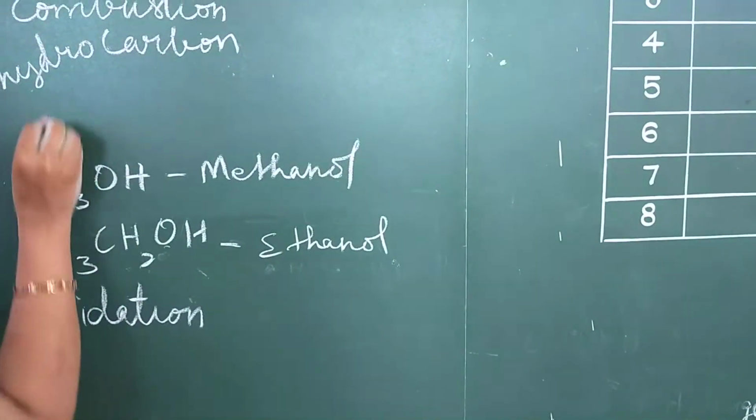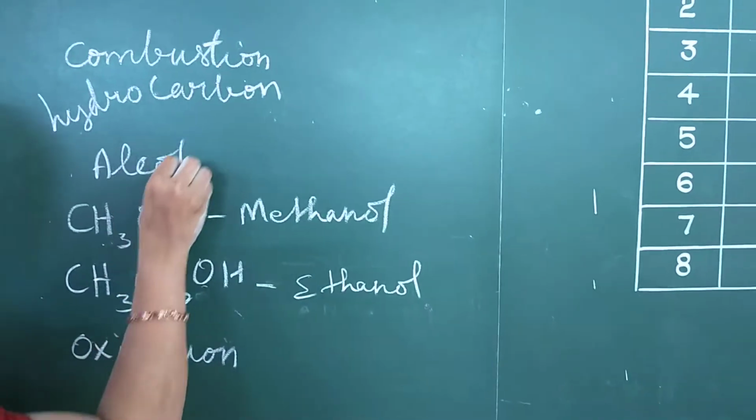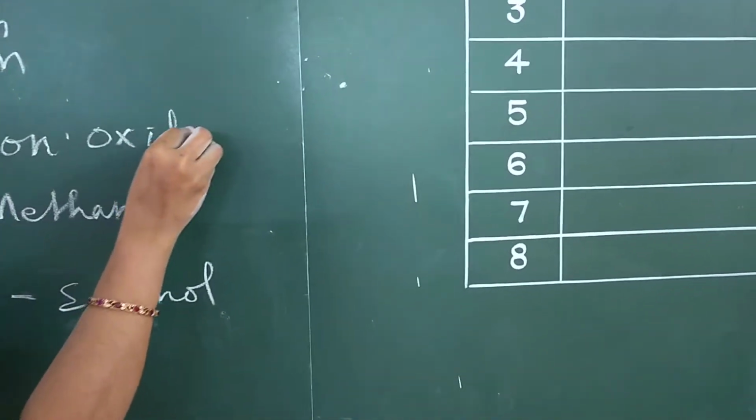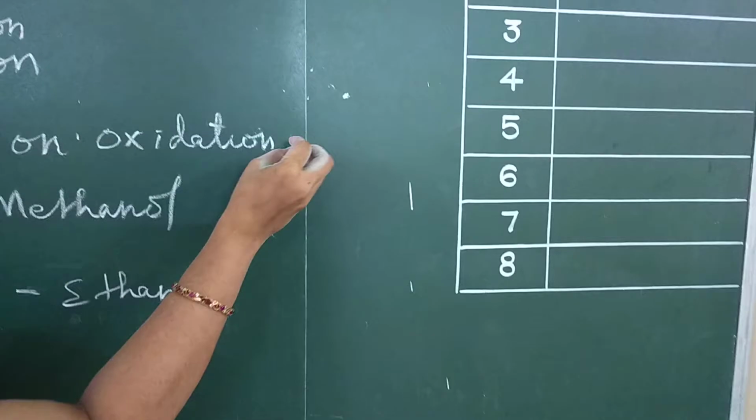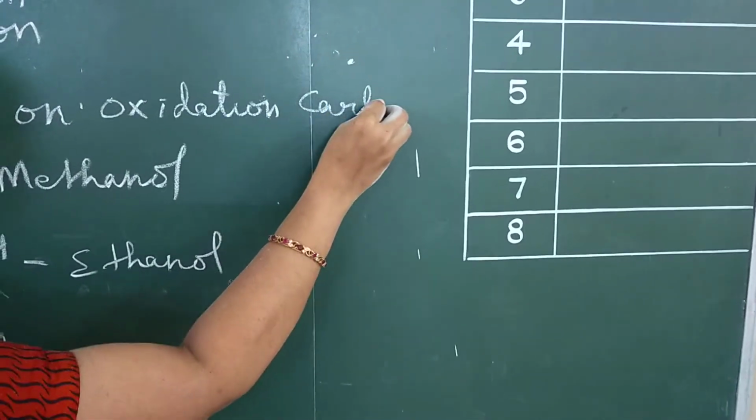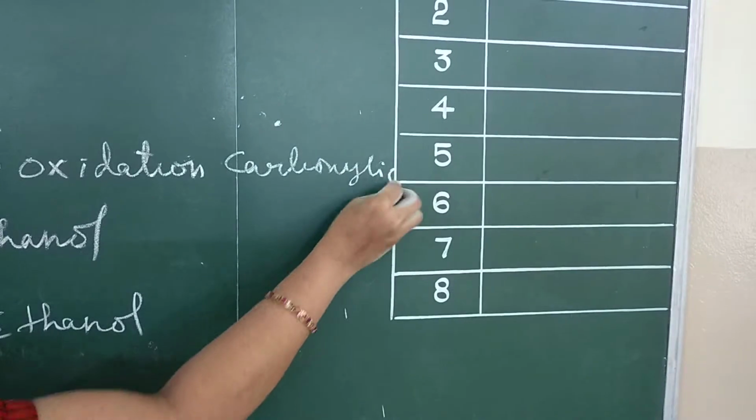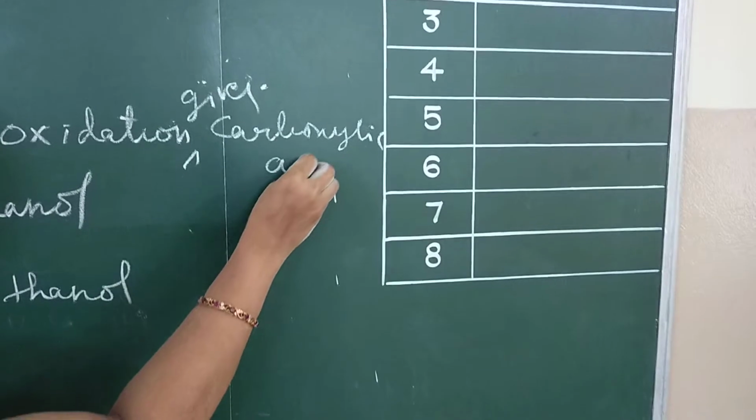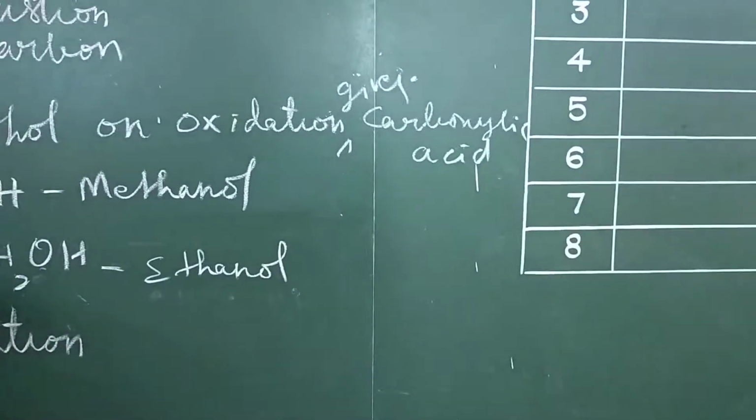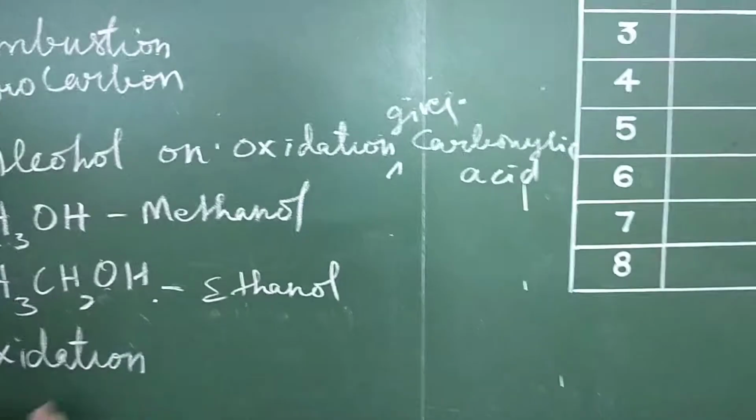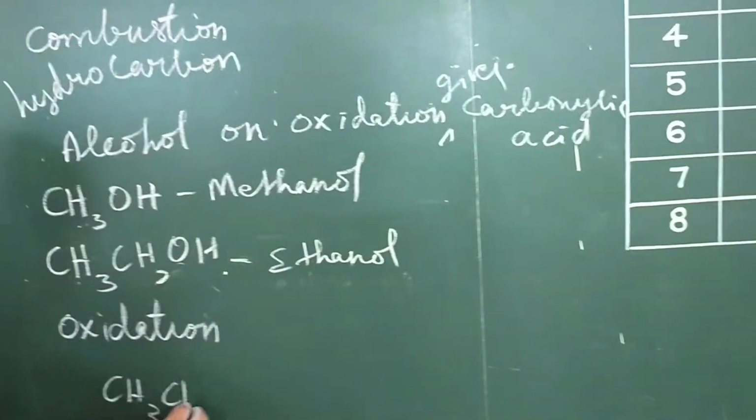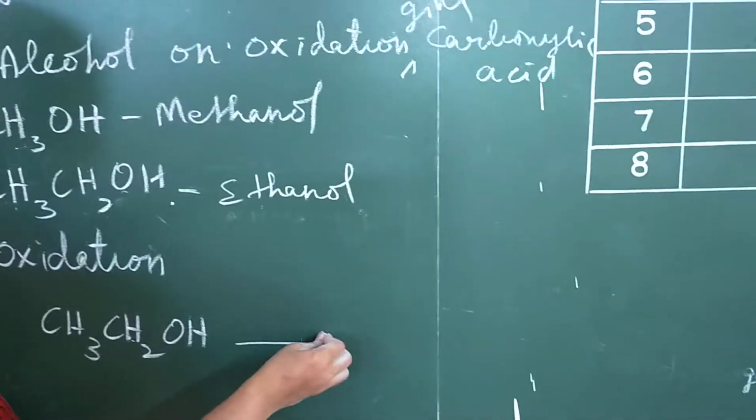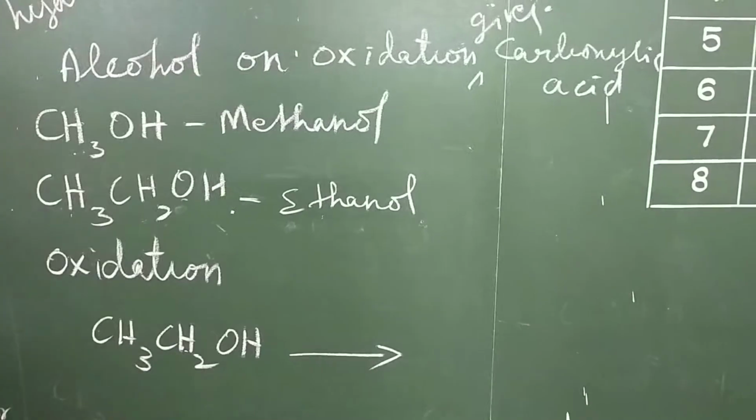Alcohol on oxidation gives carboxylic acid. Just keep that in your mind. Now take this ethanol, CH3CH2OH. What do we have to add? One oxygen.